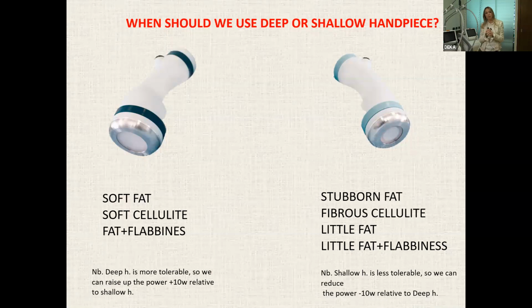On the other side, the shallow end piece has a penetration of 7 millimeters, less than the deep end piece. We use it when I have to treat an area where the fat or cellulite is very strong, very hard, for example a stubborn cellulite, or even when we have little fat, or little fat combined with flabbiness. In that case, to be safer, we use the shallow hand piece in order to penetrate a little bit less. So when I have a strong tissue, I start with the shallow hand piece, one session. When I realize that the tissue became softer, during the following session, for example the second treatment, I continue with the deep hand piece.